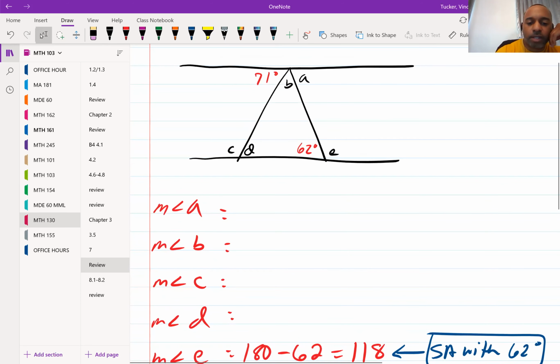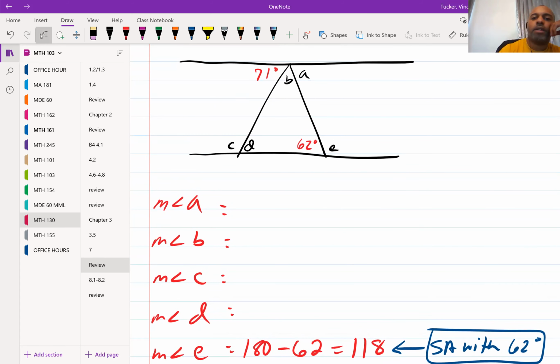Now, it did say our lines were parallel. Let me make sure. Yeah, 71. So do I want to go to A? Yeah, I guess I'll go to A. So now we have parallel lines here.